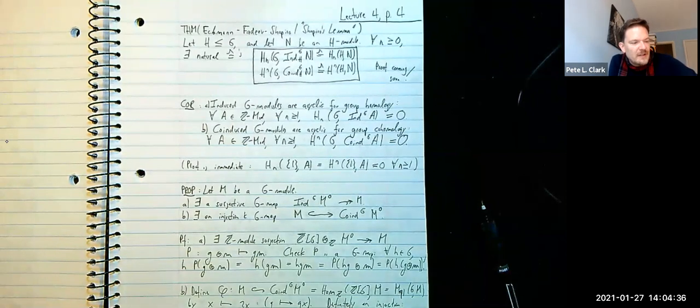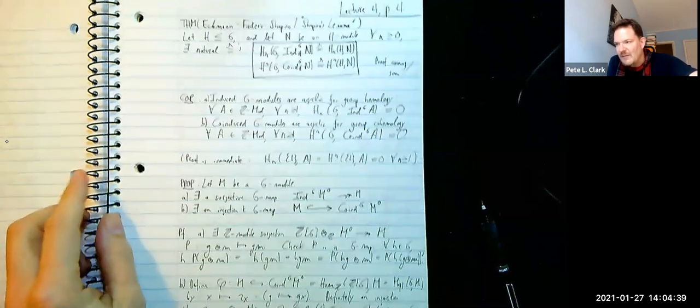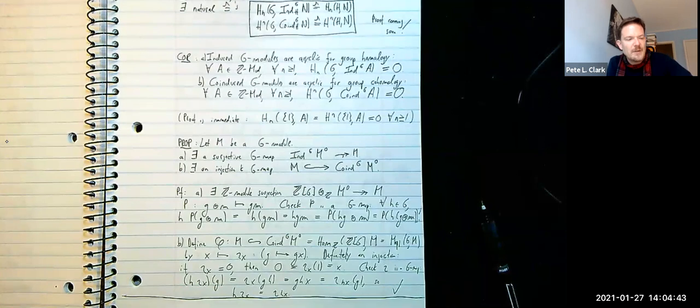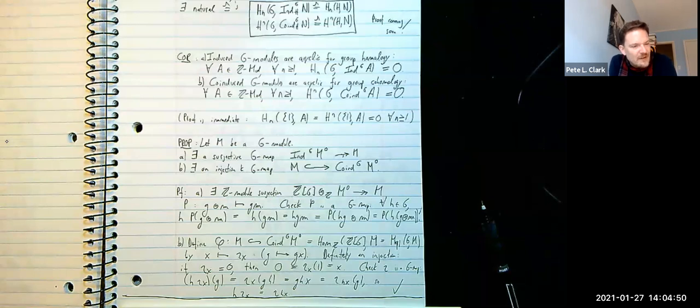Okay, so now a little preliminary result, which is going to help us for the thing I want to say next. That's how preliminary results work. So every G module whatsoever is canonically surjected onto by an induced G module, and every G module canonically injects into a co-induced module.